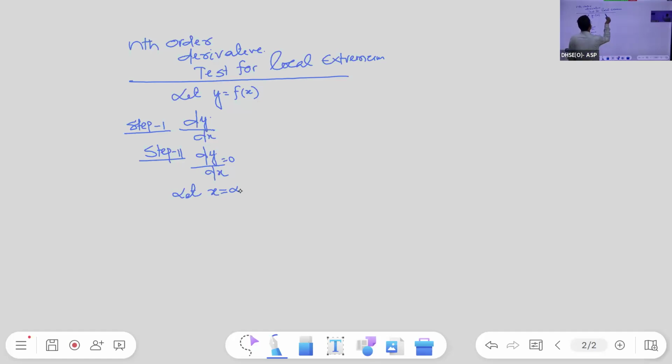Then step 3. Find f double dash alpha, f triple dash alpha. Here dy upon dx means f dash x. This is not power, this is the order of the derivative. And so on till a non-zero value is obtained.